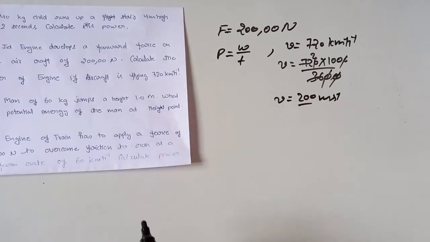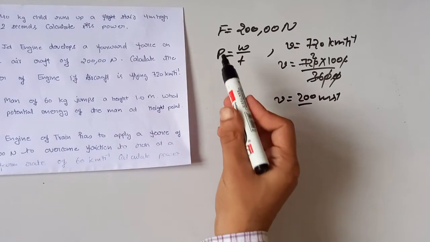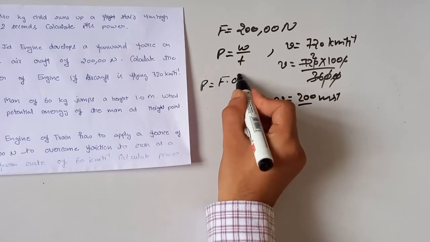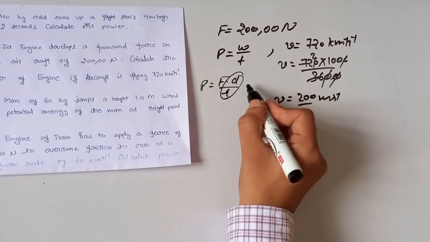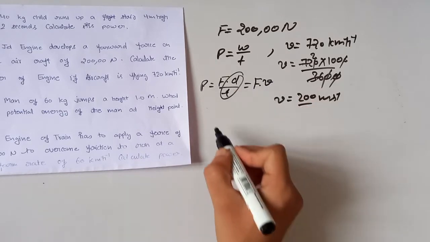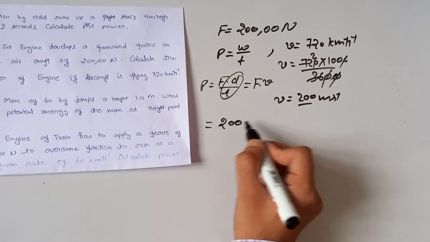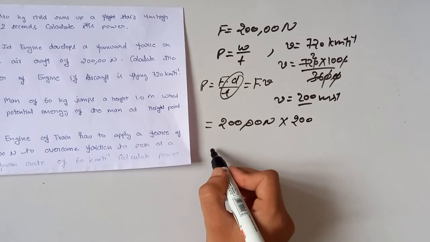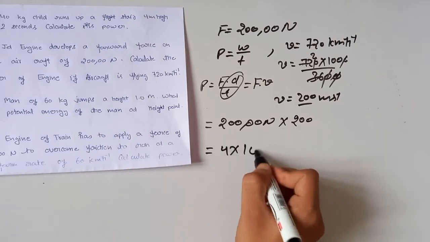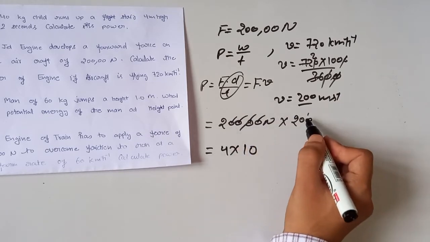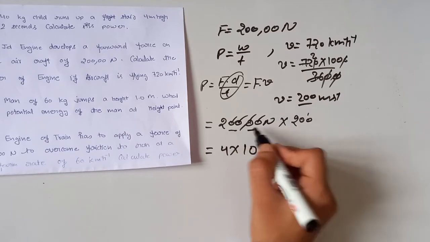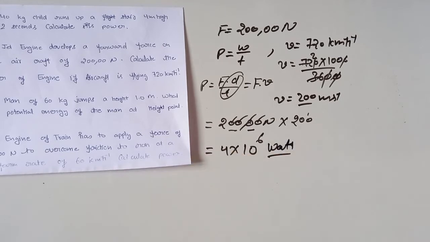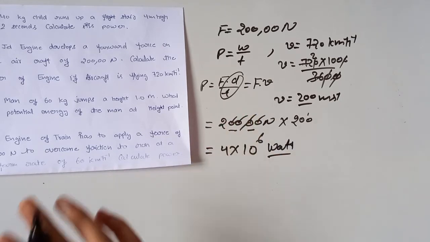We have to calculate power. We know the relation of power in terms of force. Power is work done divided by time. Work is force into displacement, divided by time, where displacement over time is velocity. So power equals force into velocity. Here force is 200,000 newtons multiplied by velocity 200 meters per second. Then power is 4 into 10 raised to power 7 watts. This is the power. I hope these numericals are clear to you.